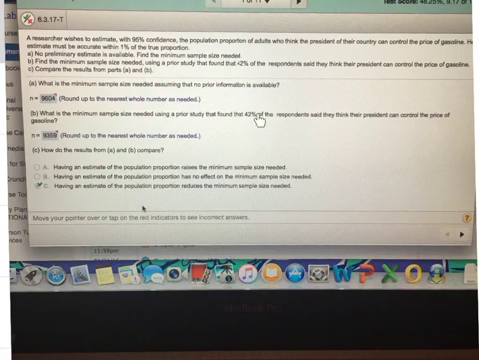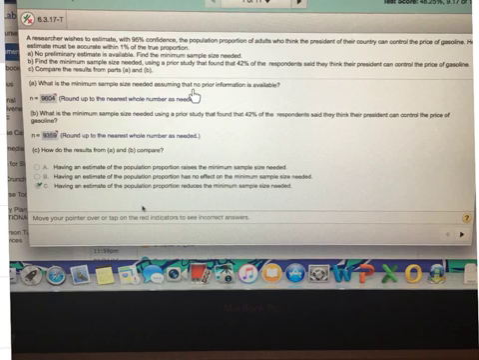Oh, I got your question here. We have a 95% confidence interval for the population proportion of adults who think the president of their country can control the price of gas. They must estimate the accuracy to within 1% of the true proportion. So what is the minimum sample size needed?